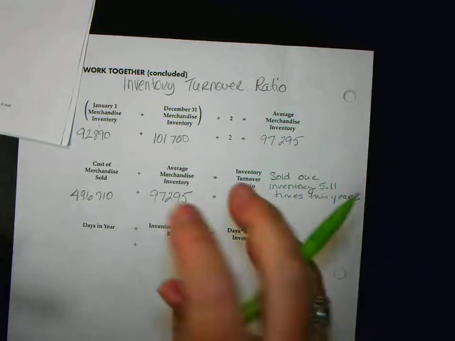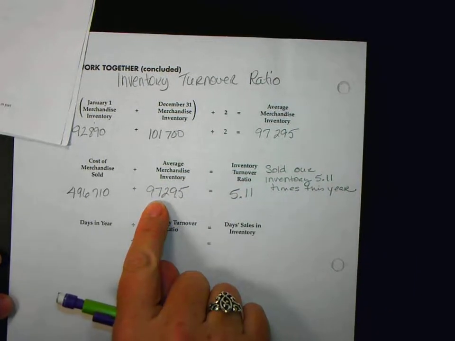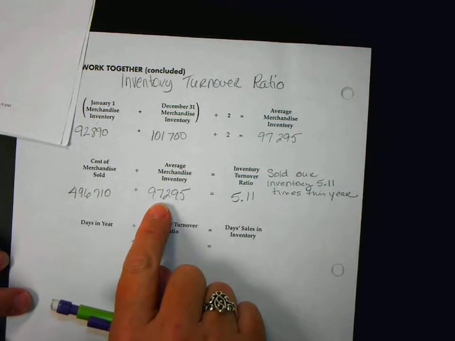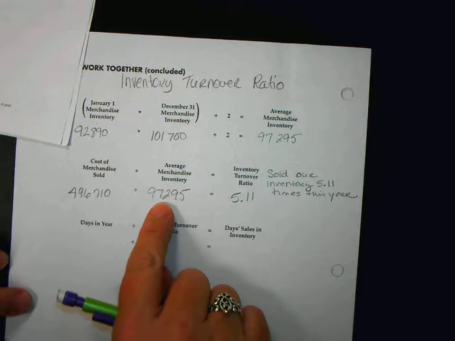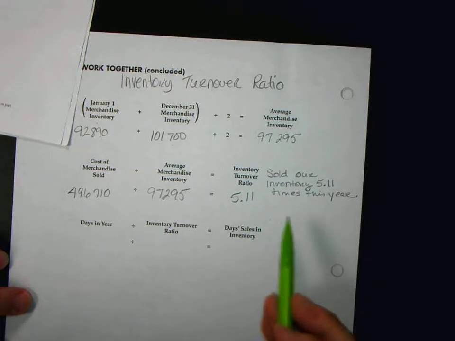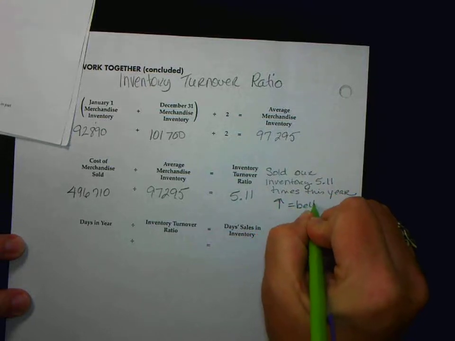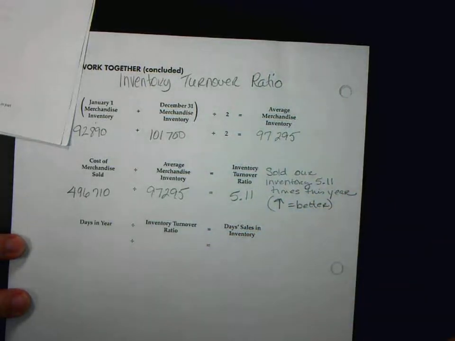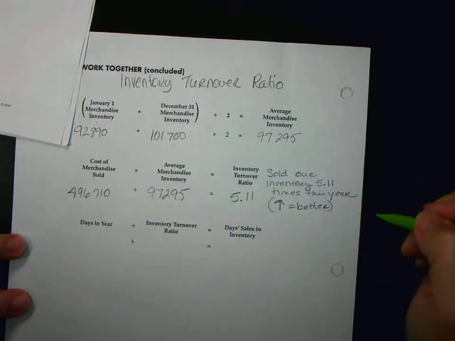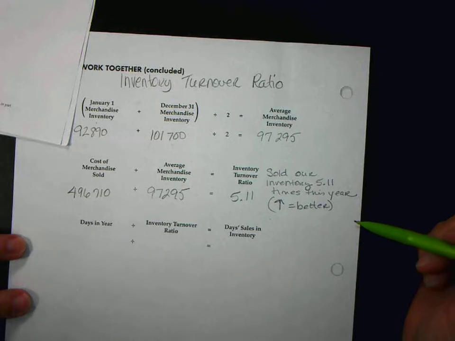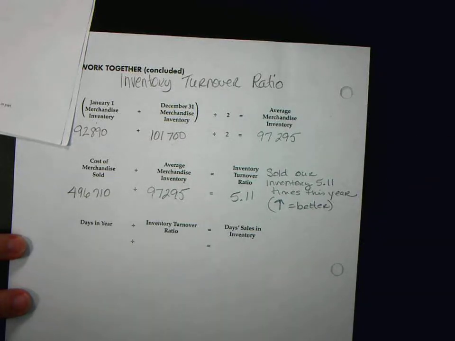Okay, so whatever our average inventory is, 97,295 gadgets, widgets, whatever it is, we sold that number about 5 different times. Okay, and for this number, higher equals better. Okay, if we're selling our entire inventory 12 times a year, we're selling our entire inventory every month. That's awesome. Okay, the higher the better.